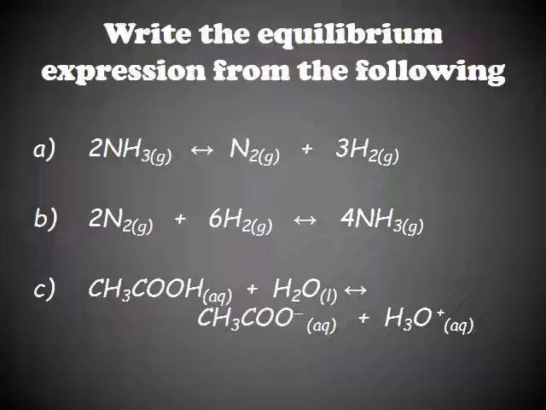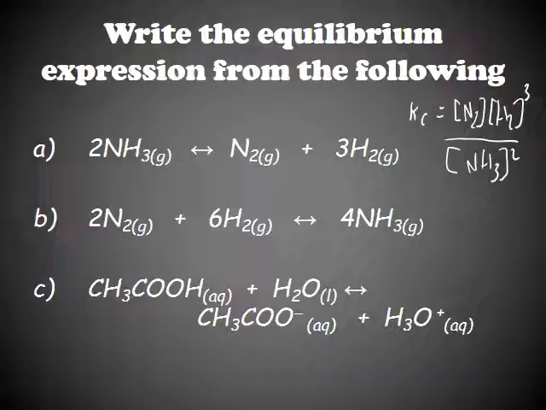Okay, welcome back. Hopefully you got the following. We're just going to go through this. So Kc for A will equal the concentration, remember it's products over reactants, so it's going to be N2 and H2, and the superscript will be 3 because we've got 3 moles of hydrogen, divided by the concentration of ammonia squared because you've got 2 ammonias. So hopefully you got that one right.